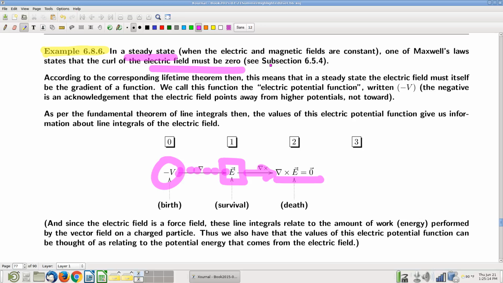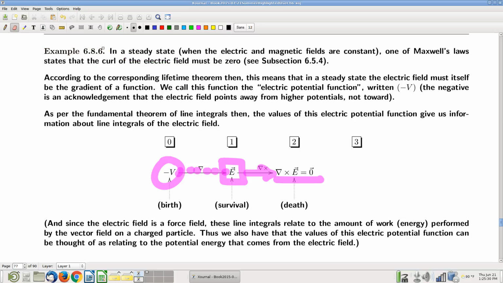The fact that voltage as a notion, as a function that's defined in space as a location, the fact that you can talk about that is because of Maxwell's equation and the lifetime theorem. So anyway, I just think that's kind of a neat little context.